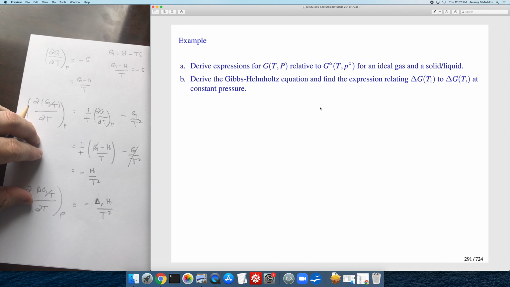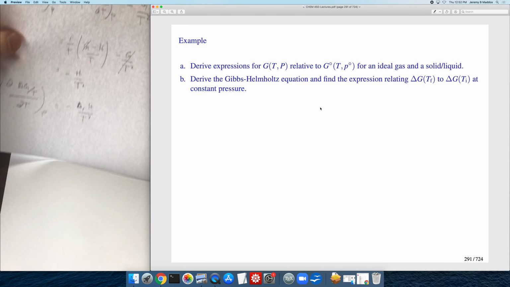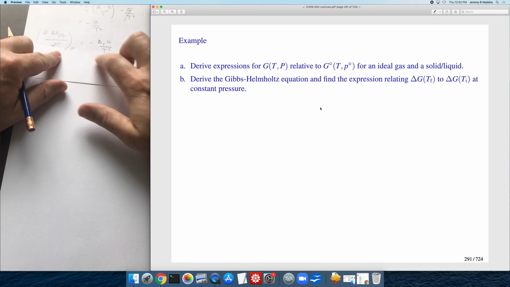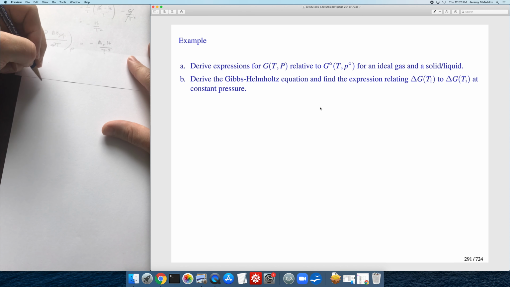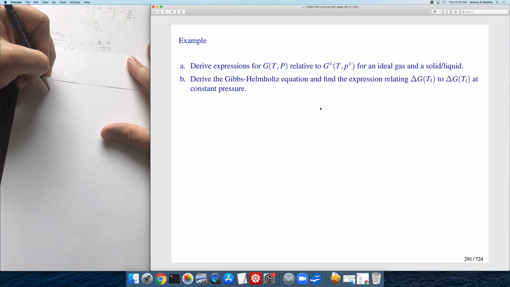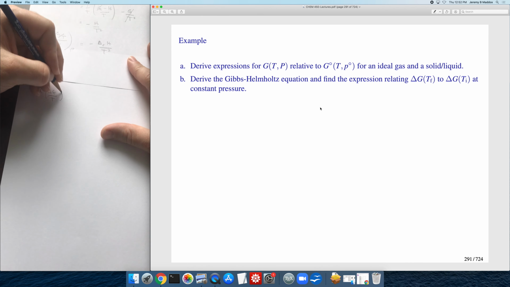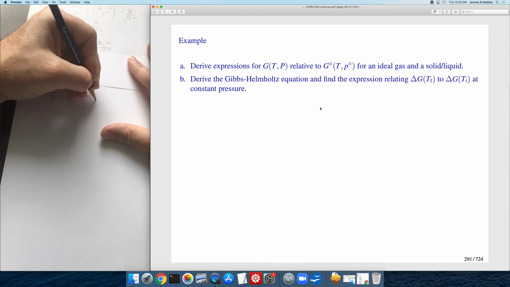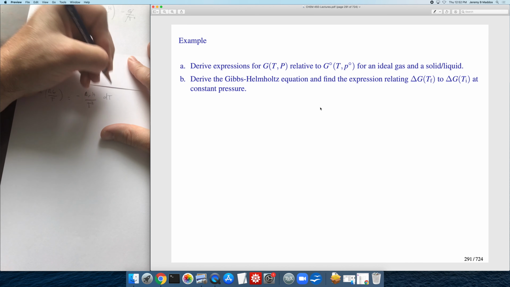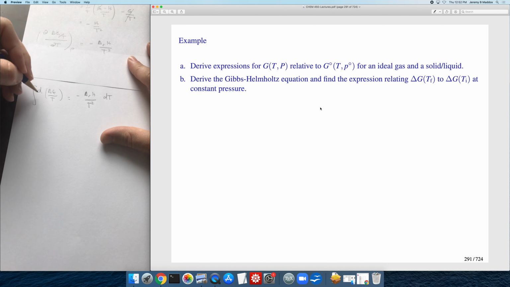Running out of space a little bit, so I'm just going to move this up. What we'll do is break this derivative up, and we can write it as d(delta G over T) equals minus delta H over T squared dT. And then we can integrate both sides of this.